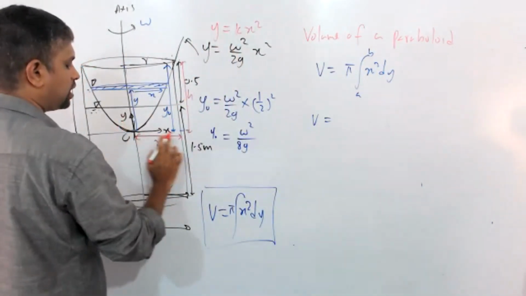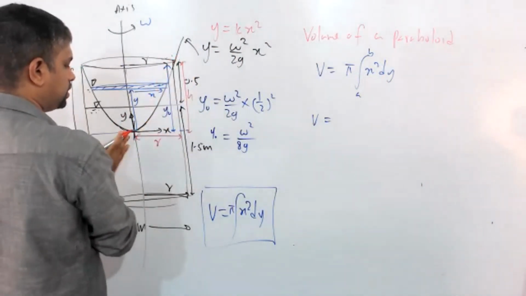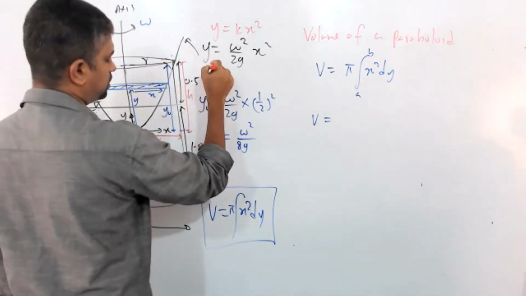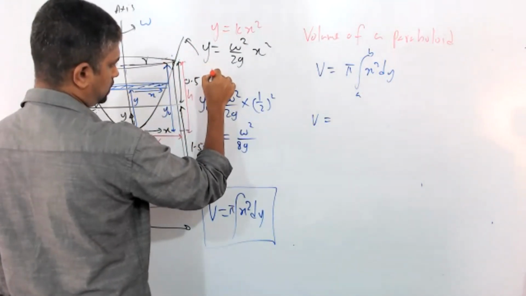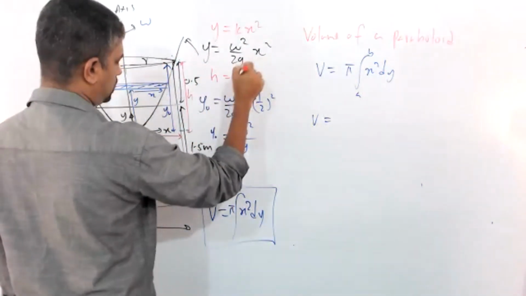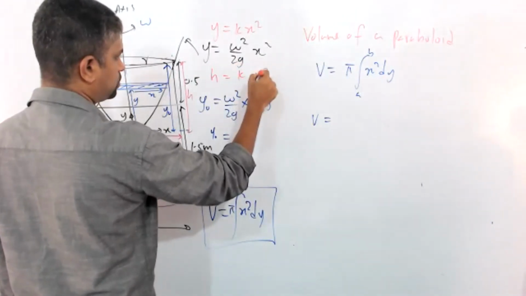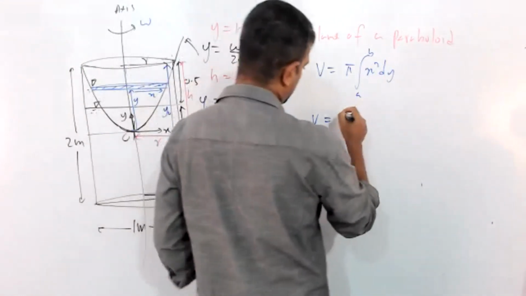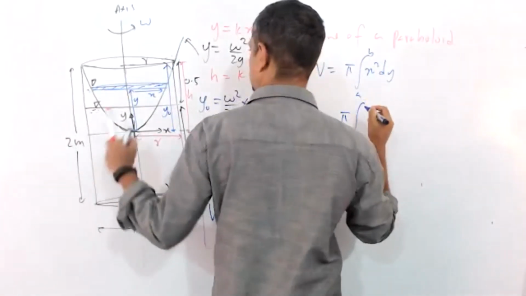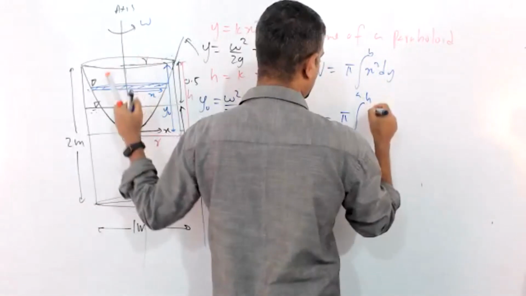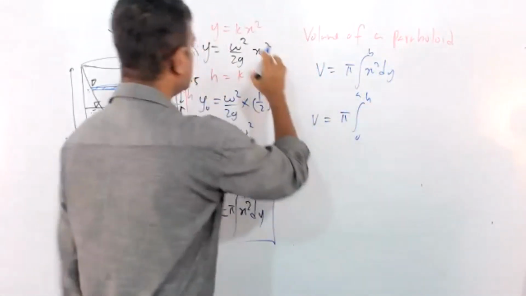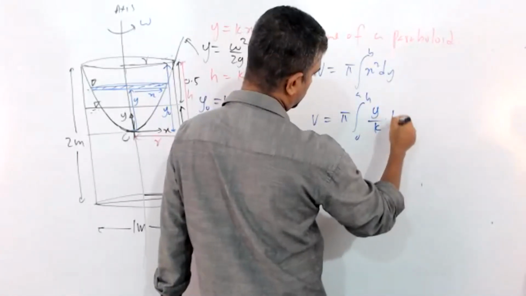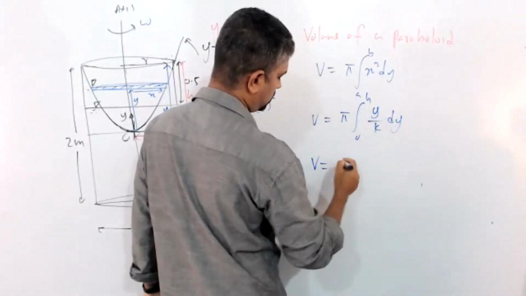Your limits are r and h, right? The x coordinate is r and the y coordinate is h. Therefore, h equals k r squared, so you can find the value of k. So pi, integral from 0 to h. x squared is given by y over k, no? Pi times y over k dy.